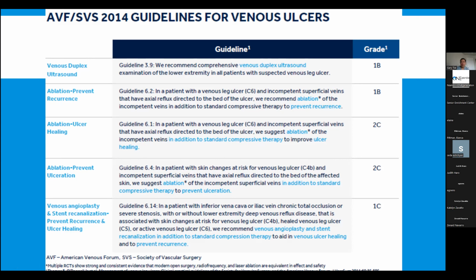We also know that ablation helps to prevent ulceration as well as ulcer recurrence. This last category is slightly different. We still offer this as well. This is called venous angioplasty and stent recanalization. That's with patients that have deep venous reflux or deep venous thrombosis or clot. Everything before I was mentioning was the superficial system, but this is a little bit less common and usually occurs in patients that have had prior stents or have had prior clots in the deep veins.